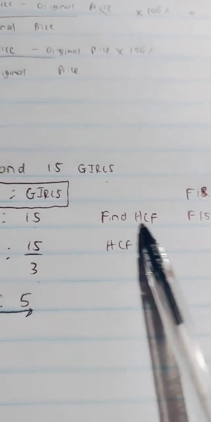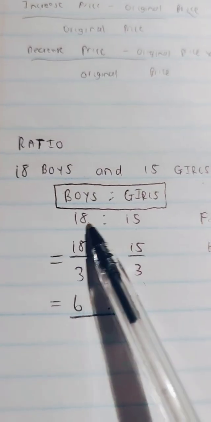Once I have those written down, I find what I call the highest common factor between 18 and 15, which in this case is 3. I then take that 3, and I divide each quantity by the highest common factor.